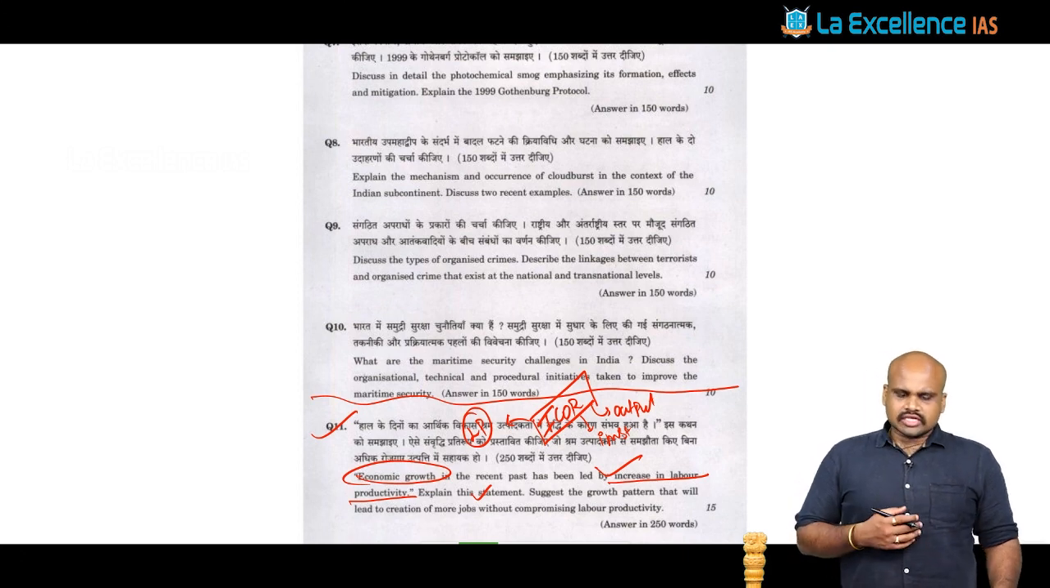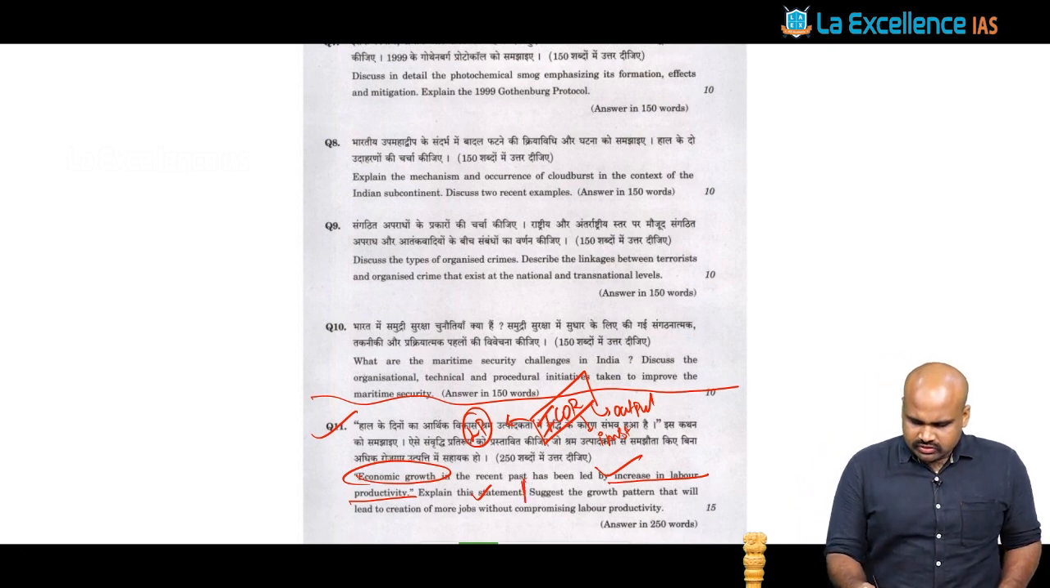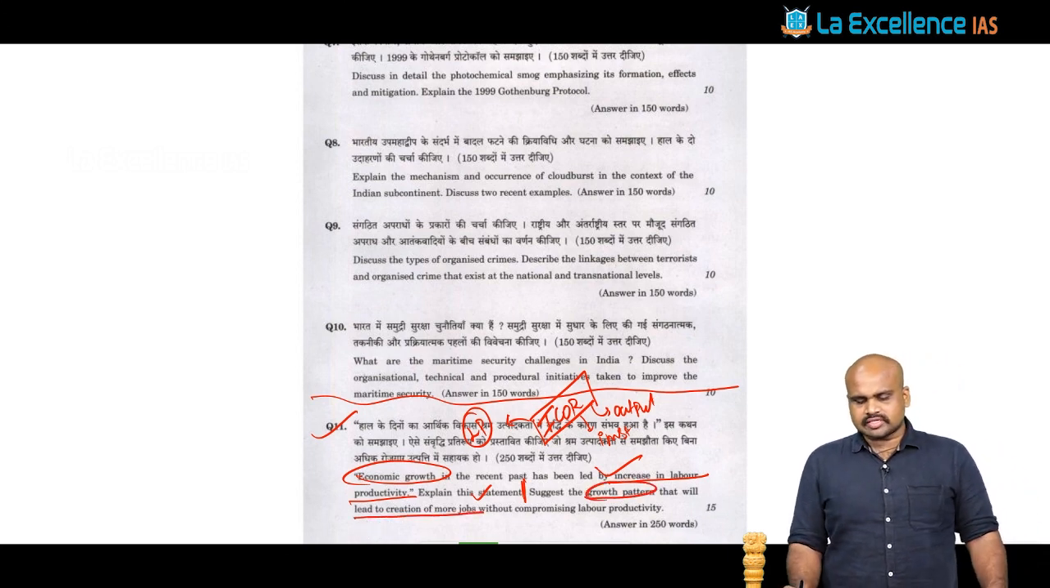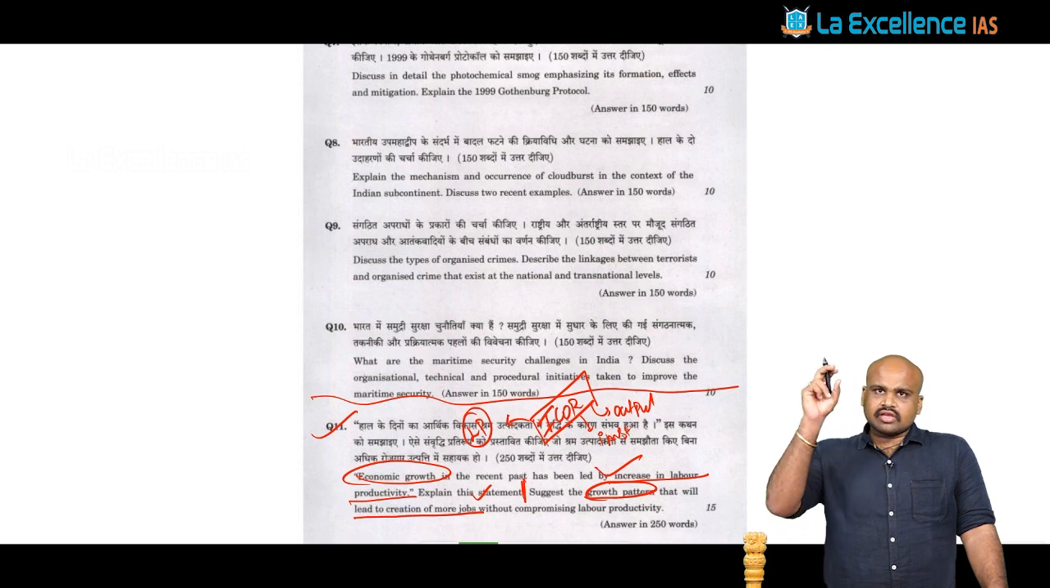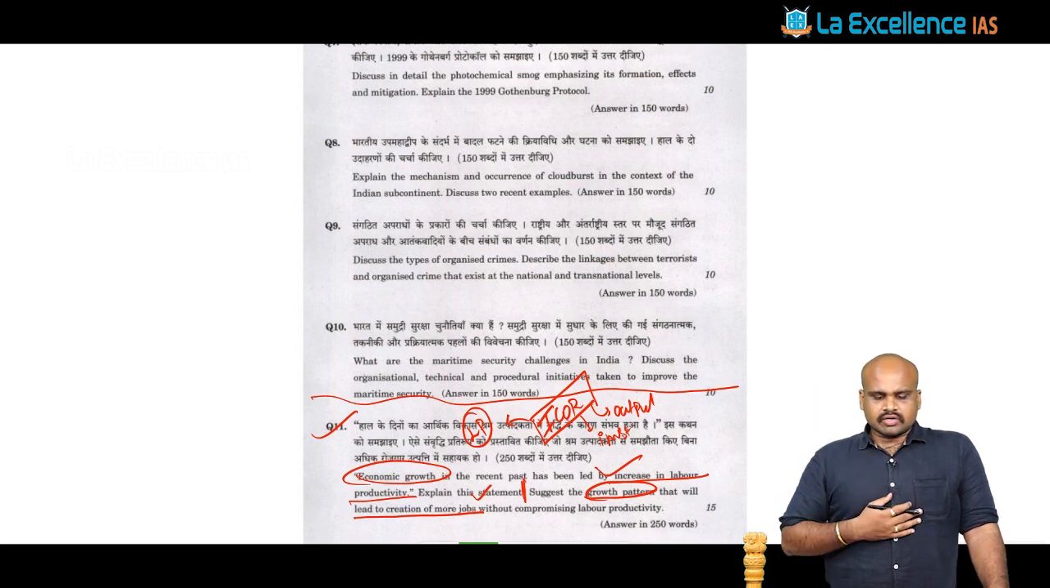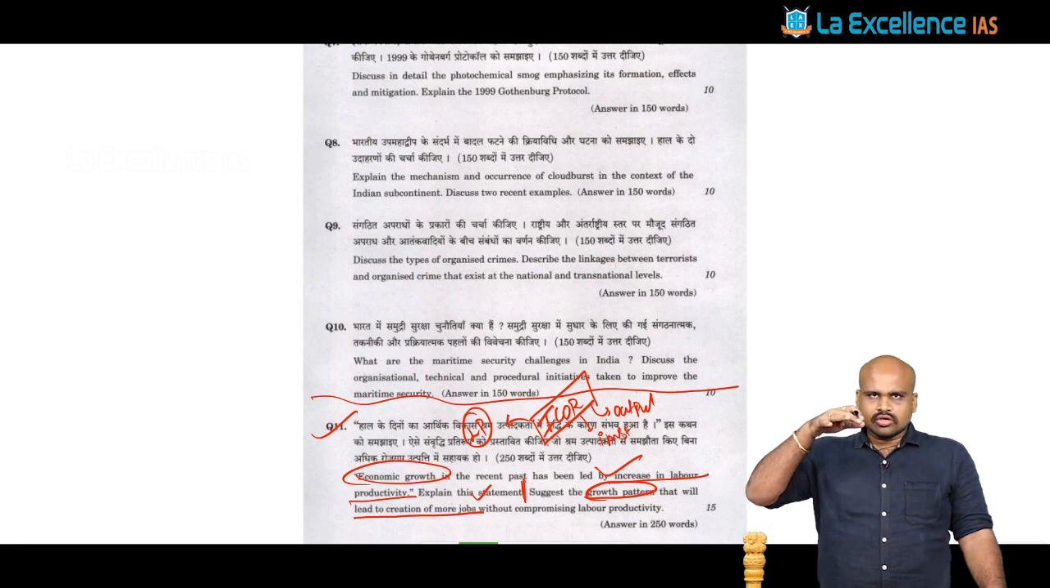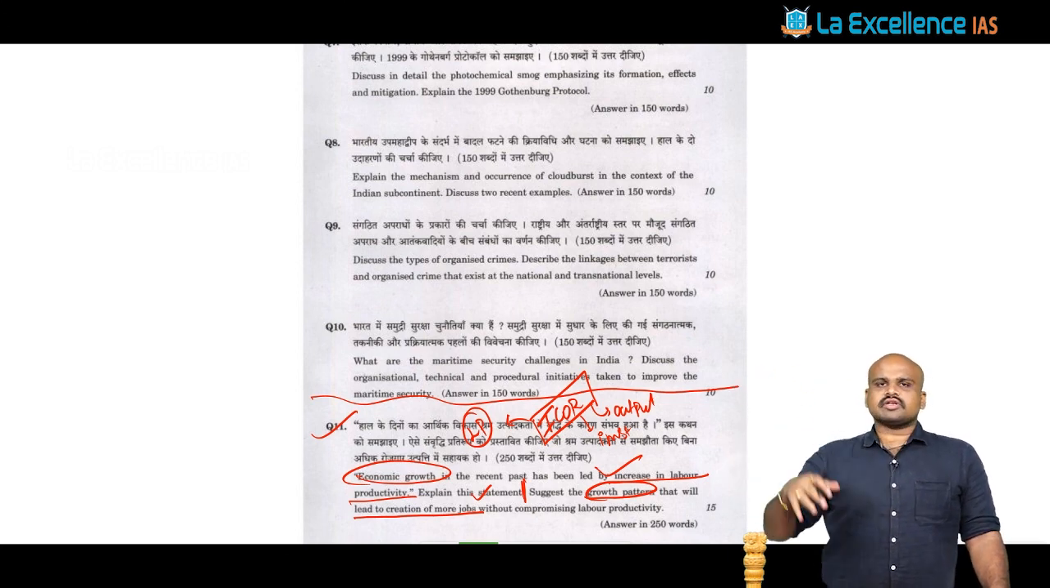Right? Once we understand this, it is asking about the second part of the question: suggest the growth pattern that will lead to an increase of more jobs without compromising labor productivity. It is asking about a specific growth pattern that creates more jobs without affecting labor productivity. So it is trying to balance growth, job creation and labor productivity.